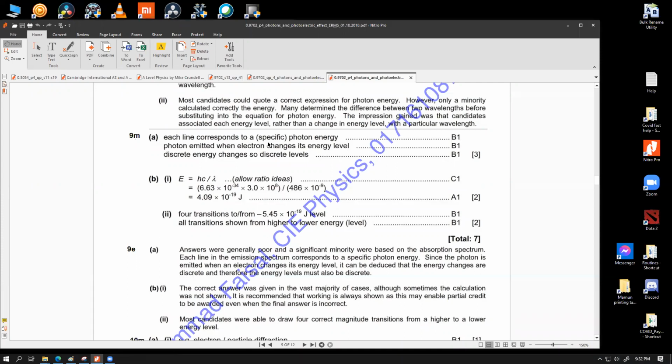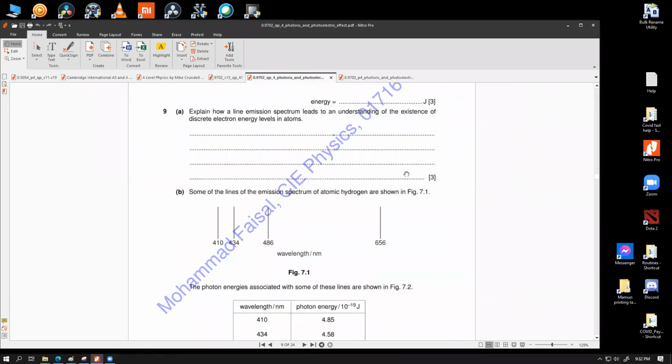Do you understand? Sir, can you show the question once more? Sure. Sir, so we are trying to say that since different levels give different energy photons, this means that we have different levels of energy in this atom. Exactly.